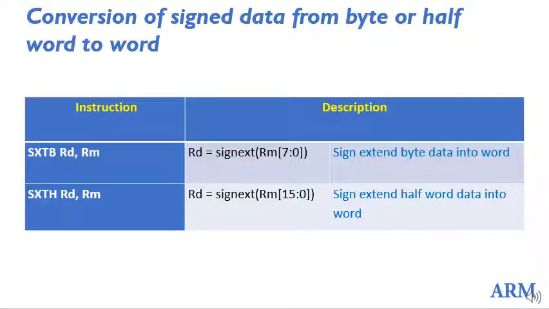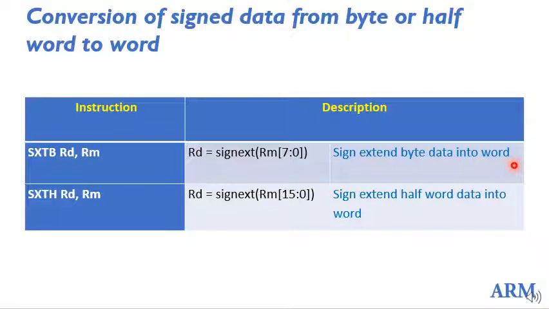Sometimes we need to extend the signed data from a byte or a half word to a word. Okay, so we need to do sign extension. For that, the instructions provided are SXTB and SXTH. SXTB allows you to sign extend from a byte into a word.